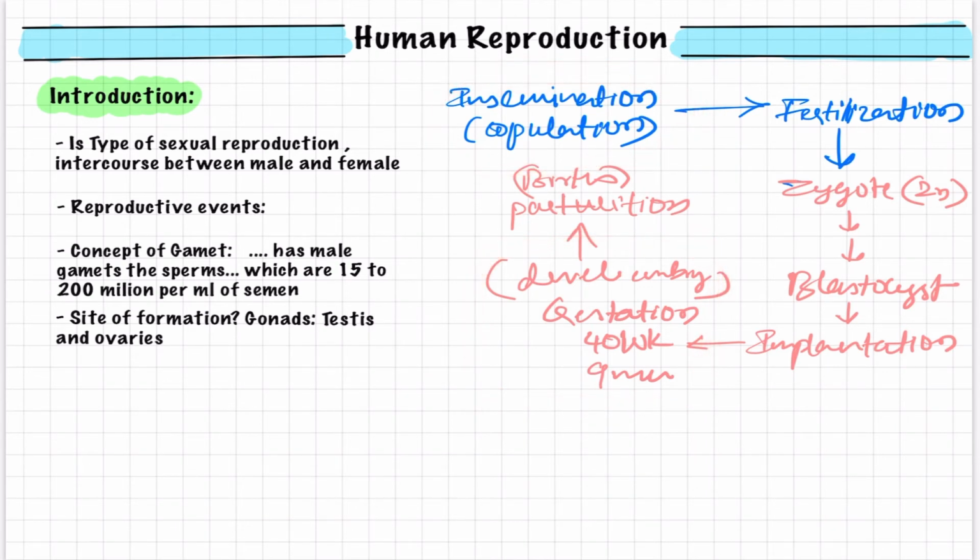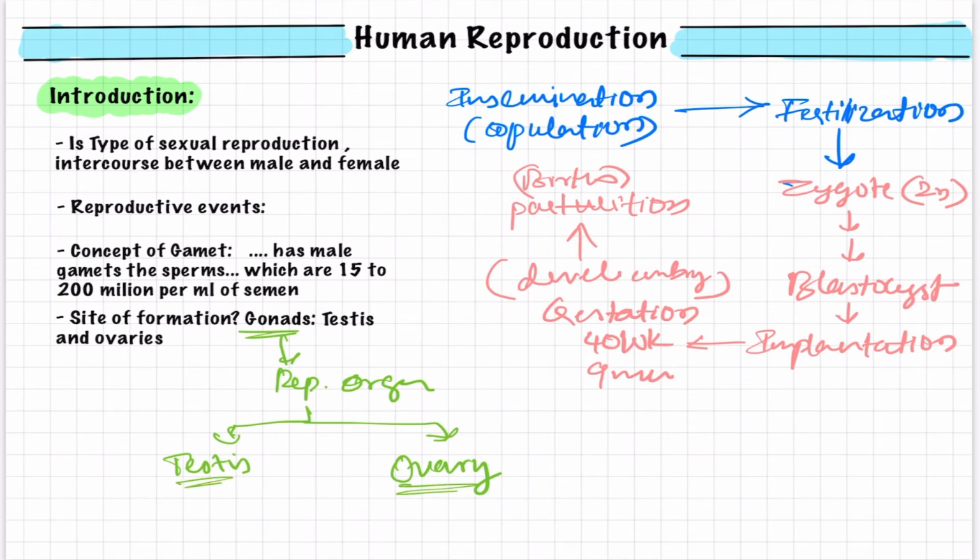And now the question arises: from where are these gametes, the sperms, being produced? The answer is that they are formed from the gonads. Gonads are the reproductive organs present in both sexes. In males, the gonads are named testes, and in females, the ovary. They produce the gametes, and that process is known as gametogenesis, which we will discuss in detail in our next videos.